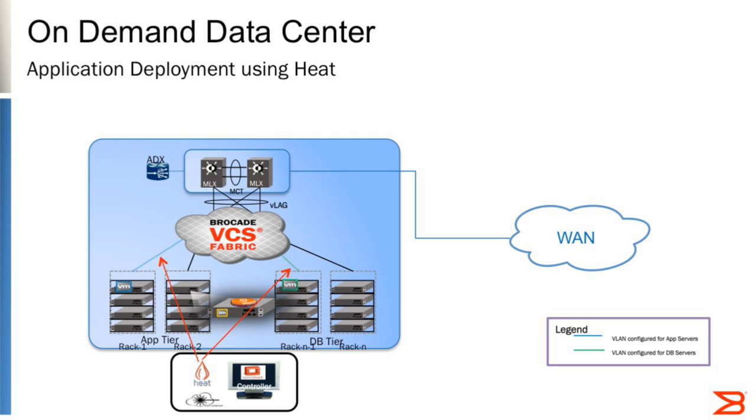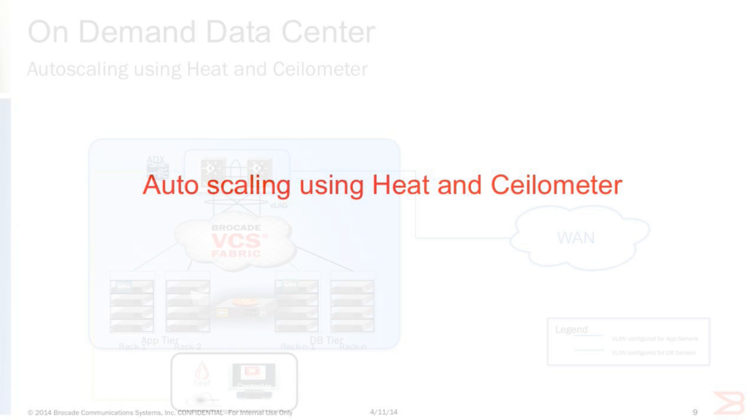After that, it will provision the ADX to create the VIP, which is the load balancer. So then the heat is deployed to monitor for the Ceilometer alarms as well. So now we'll see, based on the demand, how our integration with Ceilometer will automatically start deploying or increasing the app tier and database tier.